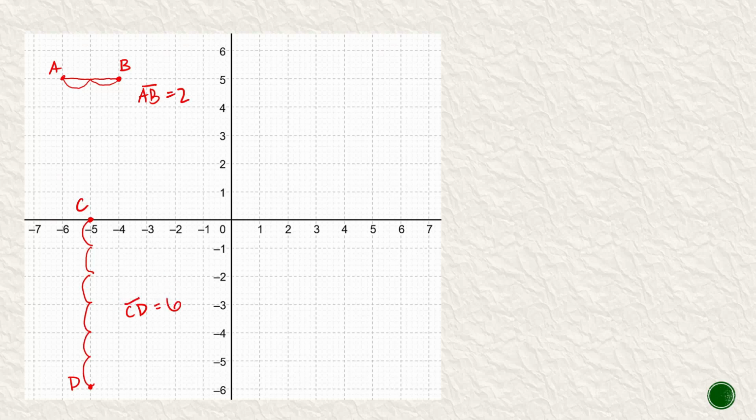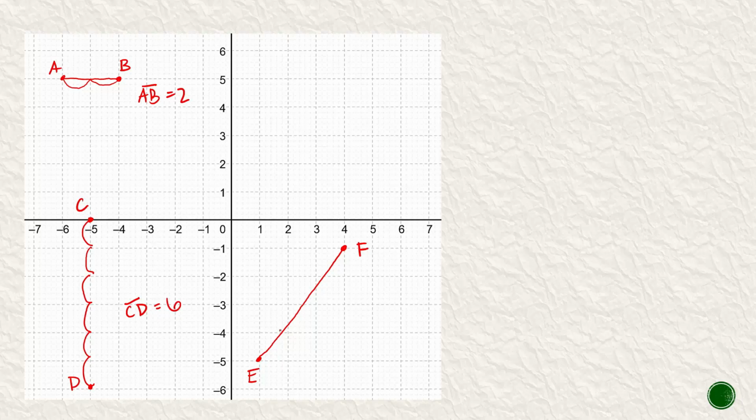Alright. So the problem is, not all lines are like that. Not all points are arranged horizontally or vertically. Sometimes they are arranged diagonally. So for example, let's name this as point E, and then this is point F. Obviously, if we connect those 2 points using a solid straight line, that's diagonal. So how are we going to find the distance between E and F?